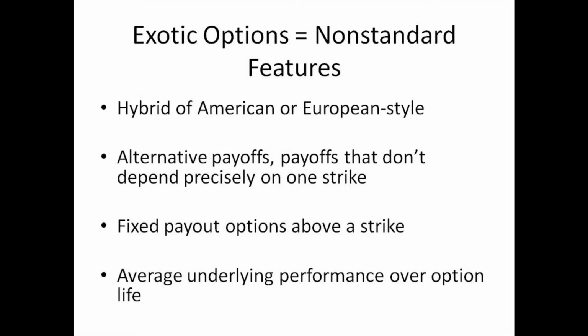So our exotic options have non-standard features, and that can really be anything. Some of them can be a hybrid of American or European style. So rather than having an American option or a European option, you can have something in between. They can have alternative payoffs that don't depend precisely on one strike. They can have fixed payout options above a certain strike, or they can pay out the average underlying performance over the option life. So there are many different unusual payoffs that we're able to structure and that we're able to price options based upon.